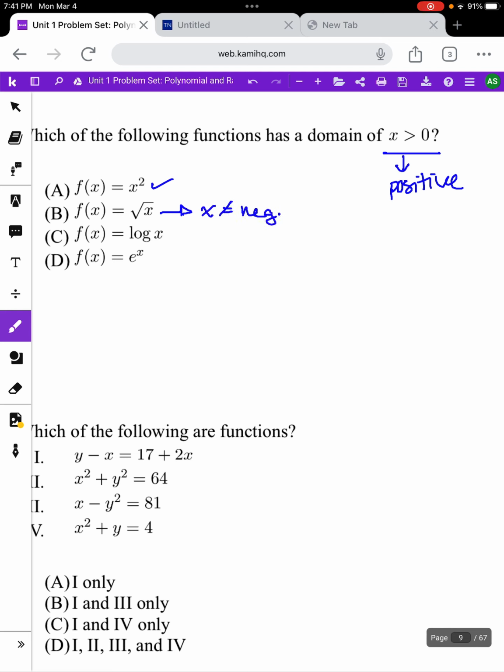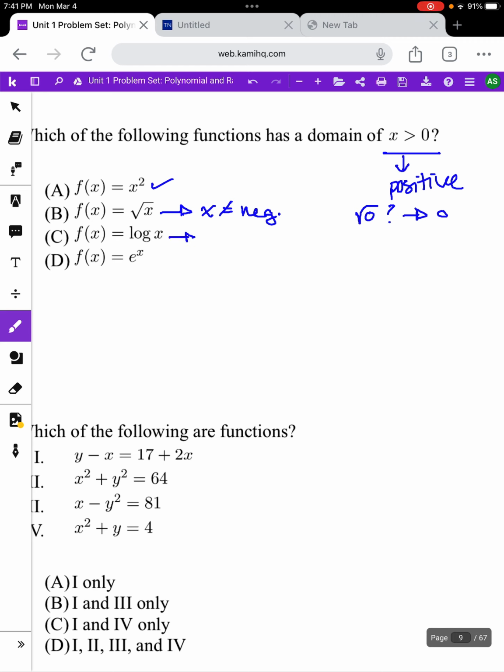Because you can't take the square root of a negative number without creating imaginary numbers. Okay. But notice this says x greater than 0. X greater than 0. Can you take the square root of 0? Yeah, it's 0. So this is probably not our answer, but I'm going to leave it open for right now.